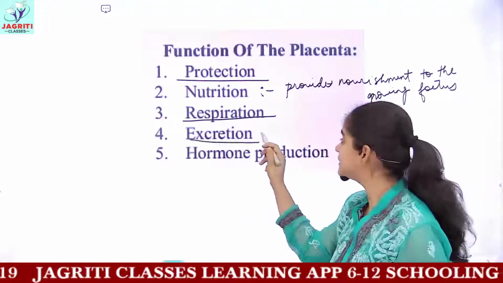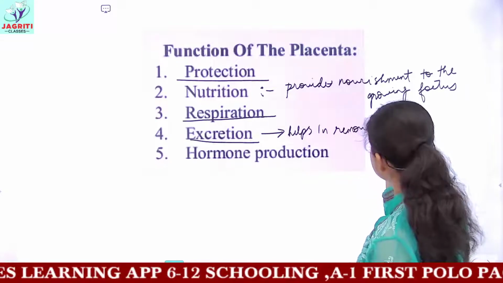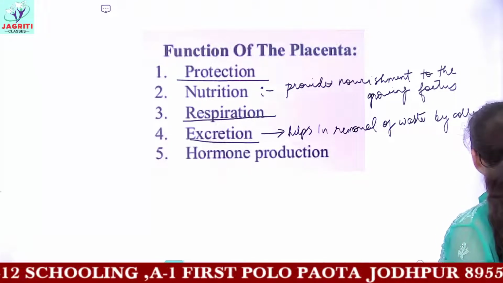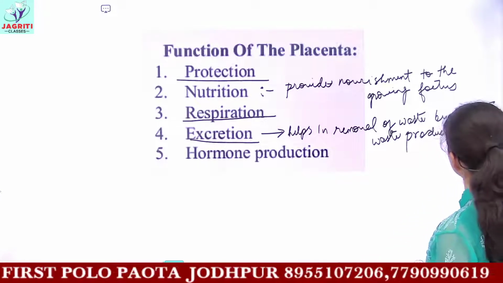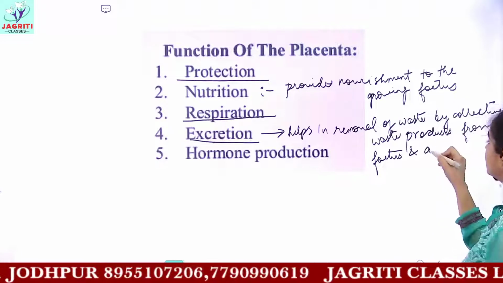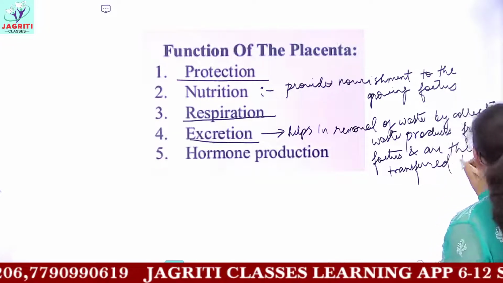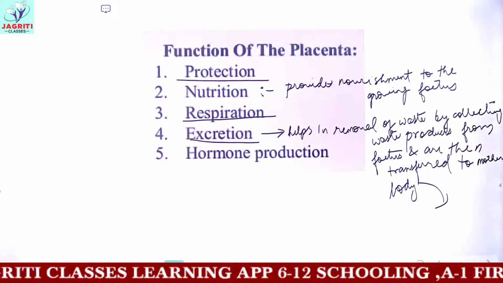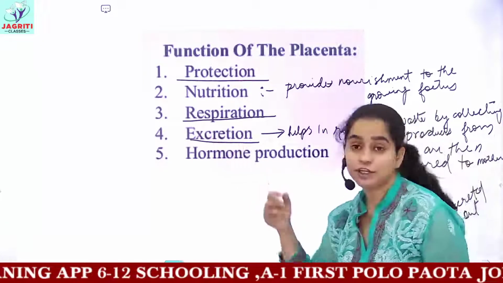Then it also helps in excretion, which means this placenta helps in removal of waste by collecting the waste products, or you can call it nitrogenous waste, from the fetus, and these waste products are then transferred back to the mother's body, from where these are being excreted out. So this is again a very important function of placenta tissue.